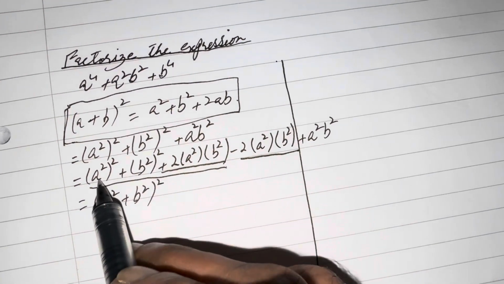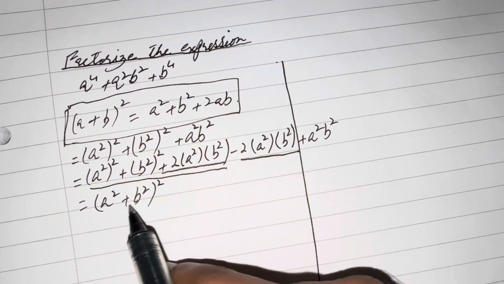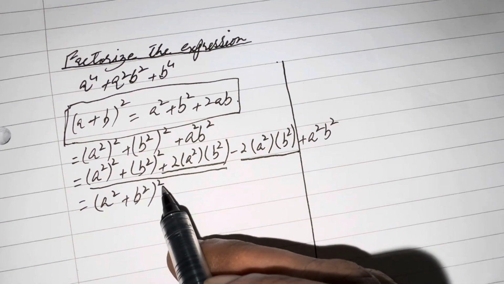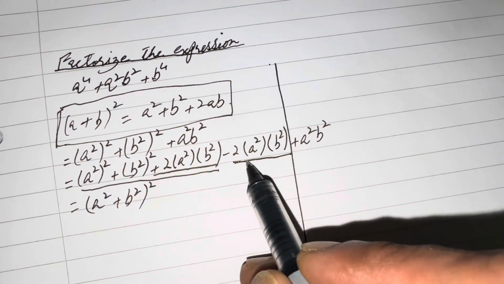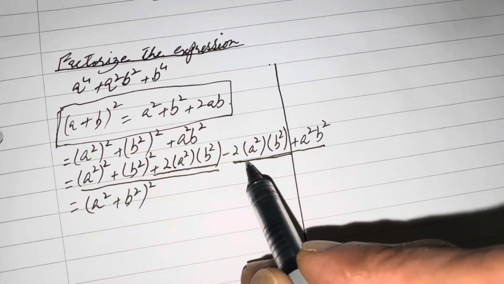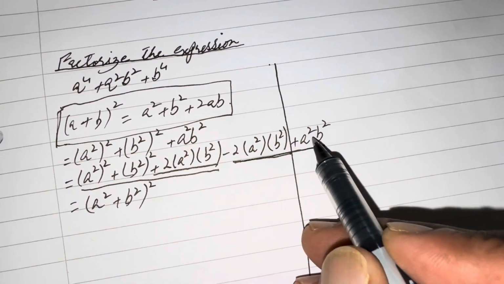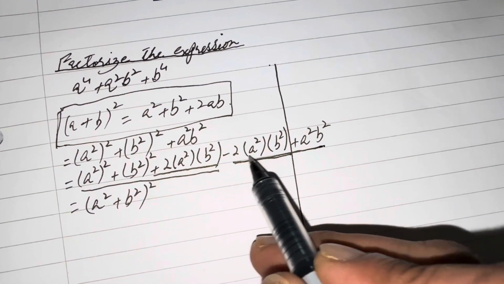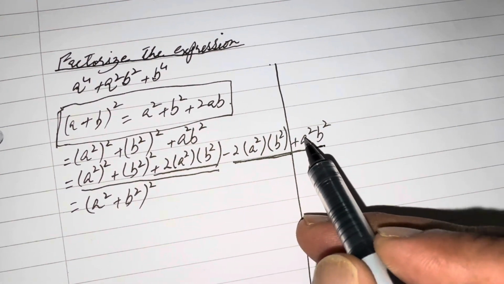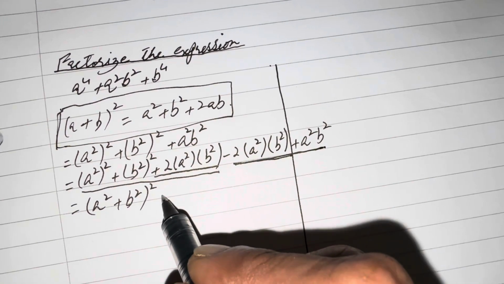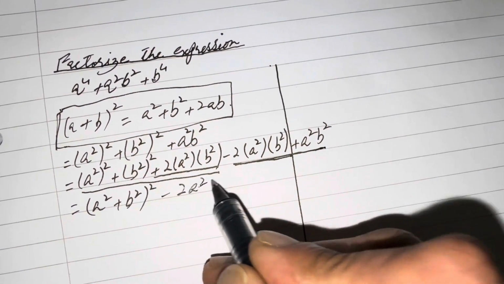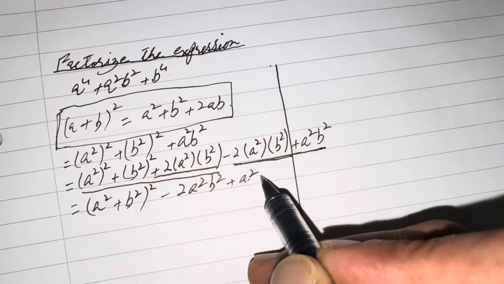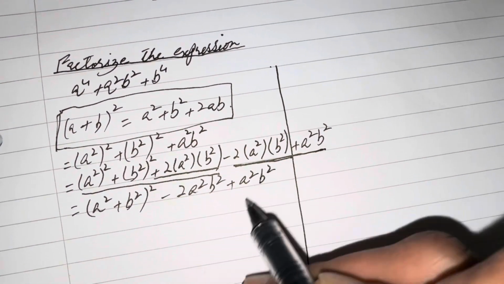So it means that it can be written as the complete square of a square plus b whole square, and the rest of the two terms are the same as each other, but one with the 2 coefficient and one with the 1 coefficient. So minus 2a square b square plus a square b square.